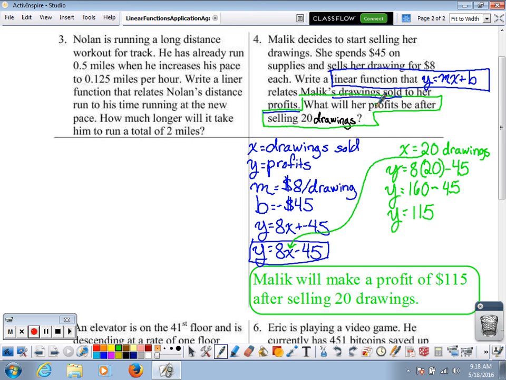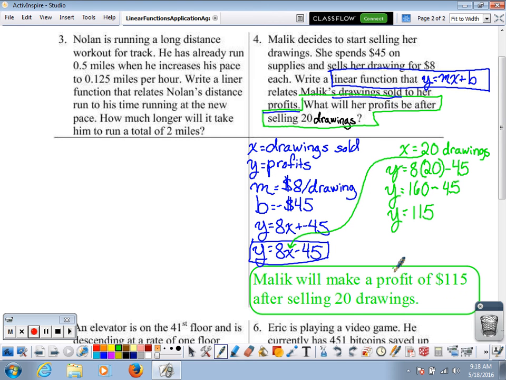Then, the second part, they want to know what our profits will be after 20 drawings. They're giving you a value of either x or y. Sub it in place of that variable and solve for the other one. Write a complete sentence answer and make sure it makes sense. Make sure it seems reasonable. If you get that she's going to have a profit of negative $6 after selling 20 paintings, either something's wrong or she needs to rethink her business strategy, because she's losing money after selling 20 drawings.